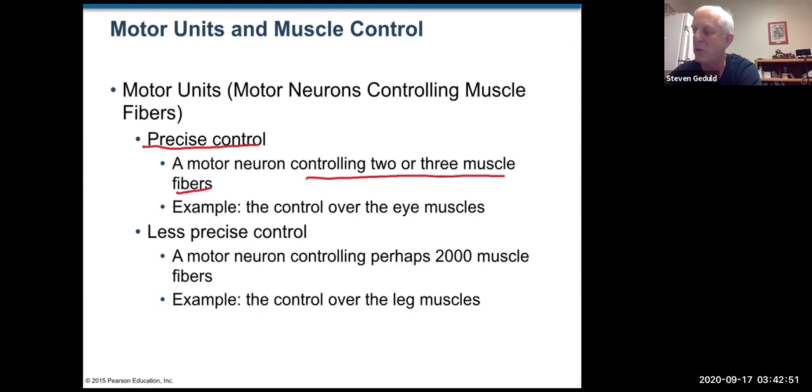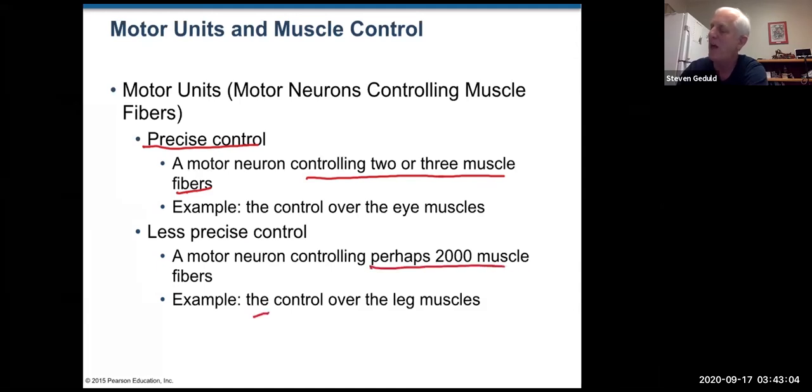You have less precise control in like your control of your leg muscles. Okay? Your leg muscles are these massive muscles that hold your body. Okay? Those have less precise control. So you got one neuron and it can control maybe 2,000 muscle fibers because you don't need to control your leg muscles that accurately. Okay? So depending on the innervation, if one neuron innervates 2 or 3 muscles, you have very precise control. If one neuron innervates 1,000 fibers, muscle cells, you won't have precise control. But you'll get contraction, but you won't have that ability to control the contraction to the amount that you need, like to write with a pen or pencil or something like that.